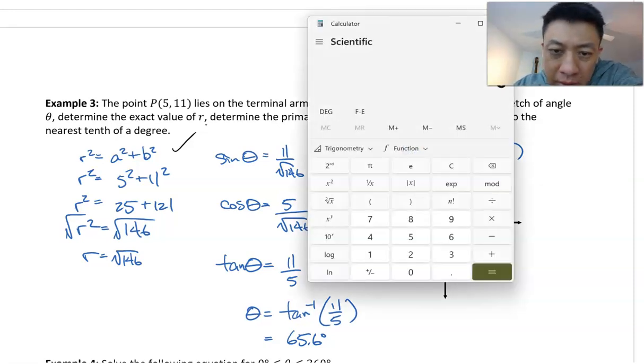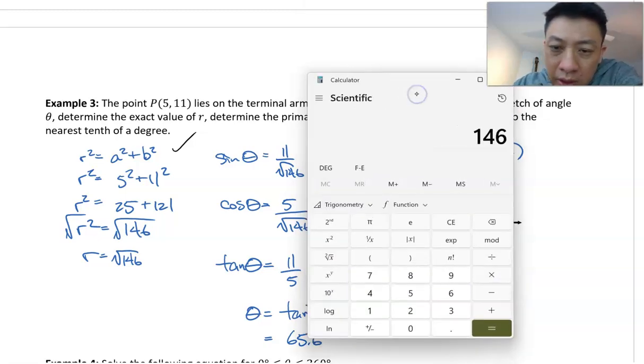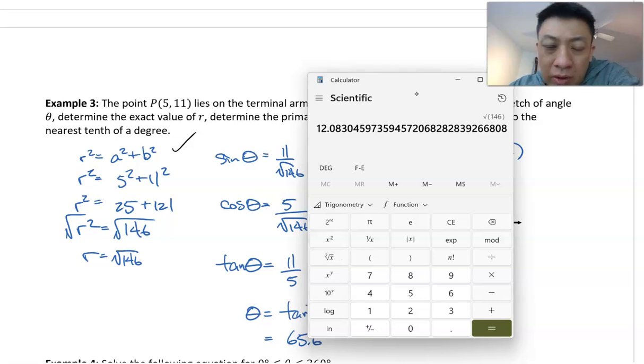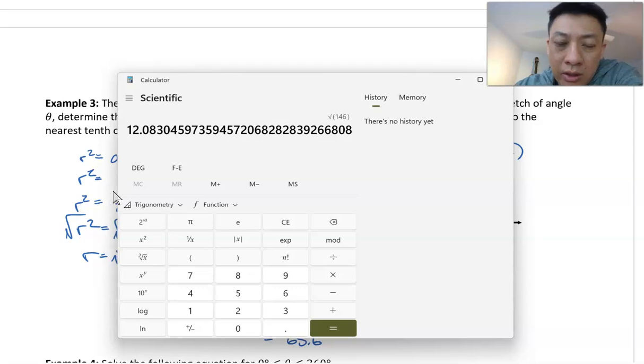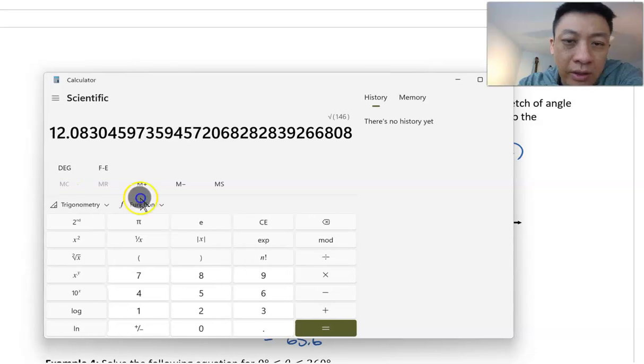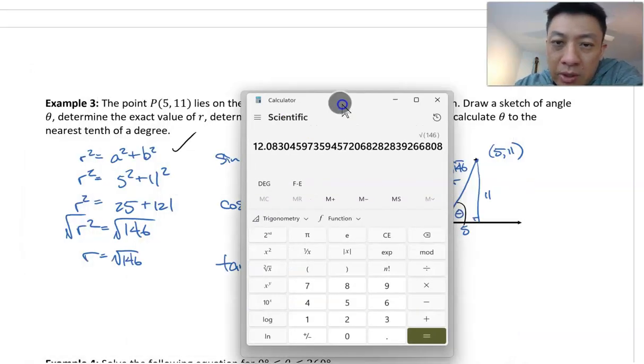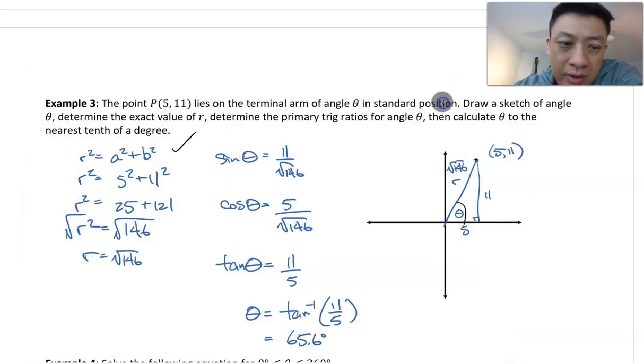I don't think it's going to be a clean number, to be honest. 146, let me drop this a little bit, and we'll hit the square root, and we get 12.08. Look, I have no desire to write that out. That's probably going to be a repeating decimal as well. It goes on, maybe. Yeah, it'll probably go on as well. So I don't really have a lot of desire to write out all these numbers. So I'm just going to use root 146. That's an exact answer right there for my r value.